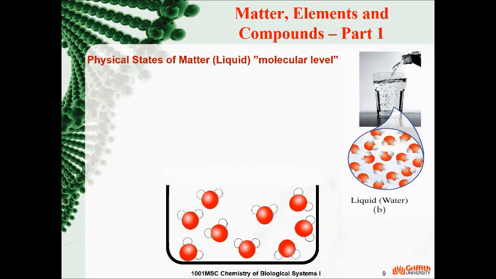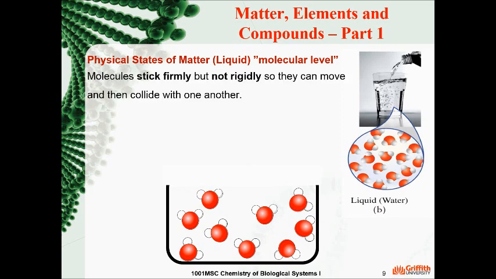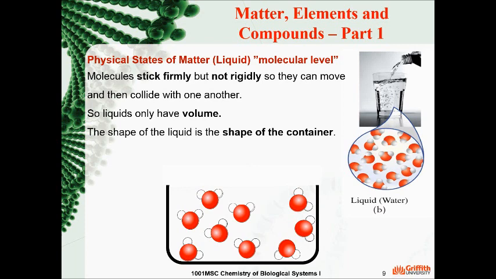For the liquid state, on a molecular level, we notice that molecules are condensed and packed together, but they can move and collide with one another. So the molecules change their position all the time. Therefore, liquids have volume, but no shape. The shape of the liquid is determined by the shape of the container. The molecules can also vibrate in their position.